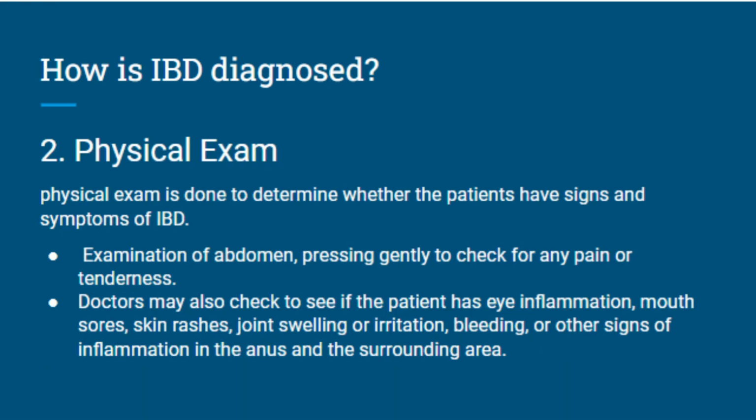Step 2. Physical exam. Physical exam is done to determine whether the patients have signs and symptoms of IBD. Examination of abdomen, pressing gently to check for any pain or tenderness. Doctors may also check to see if the patient has eye inflammation, mouth sores, skin rashes, joint swelling or irritation, bleeding, or other signs of inflammation in the anus and the surrounding area.